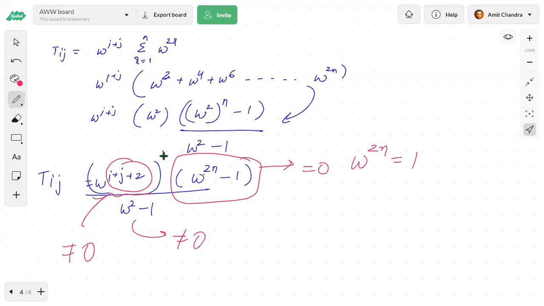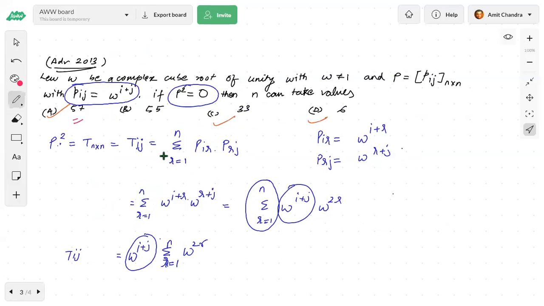and this is possible only when this is a multiple of 3. This is only equal to 1 when this is a multiple of 3. That means n is a multiple of 3. In the options we have three multiples of 3: 57, 33 and 6. So all these three will be the answer. Okay, fine, just copy this.